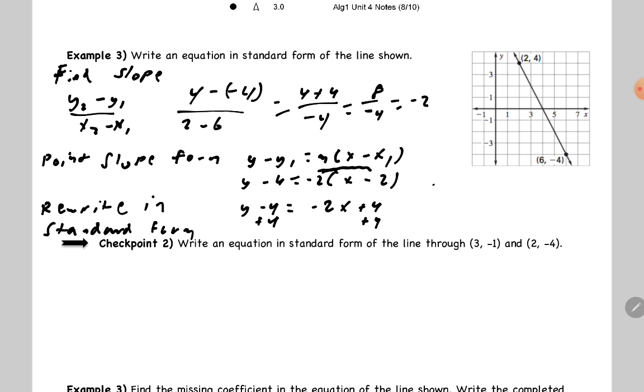Okay, so this is going to be y equals negative 2x plus 8. So right now I'm in slope-intercept form. If I need to put it back into standard form, I'm going to add 2x to both sides to get 2x plus y equals 8. Now that's standard form.